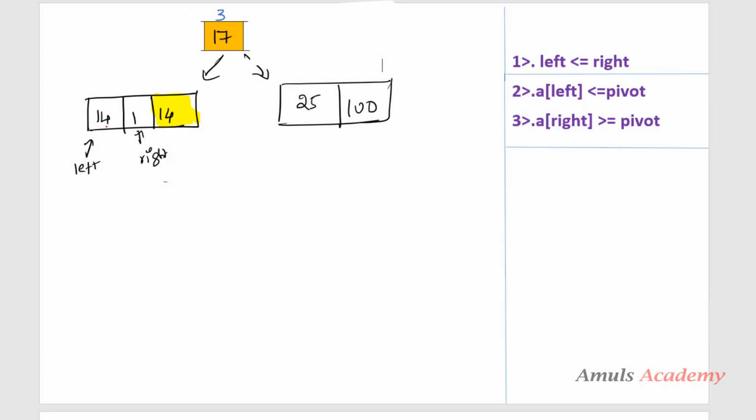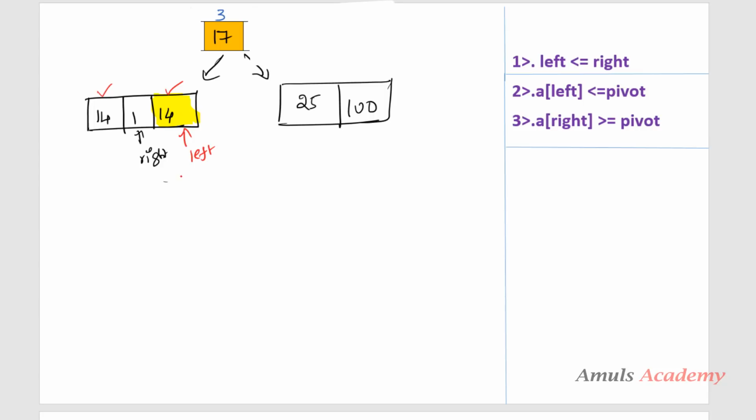First I'll check whether 14 is less than or equal to 14. That is, whether this value is less than or equal to 14. Yes, it is. So I'll move one position next. Now left will point here. Again I'll check whether 1 is less than or equal to 14. Yes, it is true. So again I'll move to the next value. It will point here.